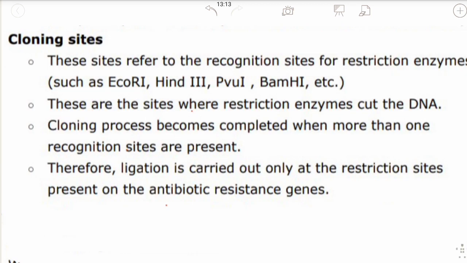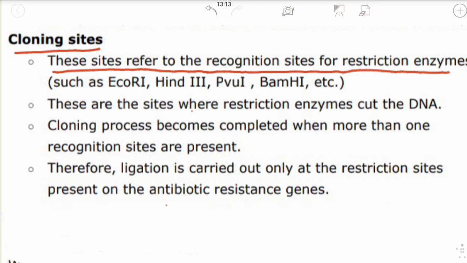The next important component of a cloning vector is cloning sites. These sites refer to the recognition sites for the restriction enzyme. So the cloning sites are the sites where the restriction enzyme cuts the DNA. So these are the restriction recognition sites for the restriction enzymes.